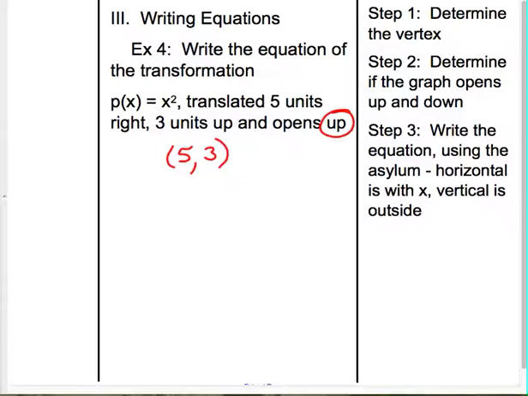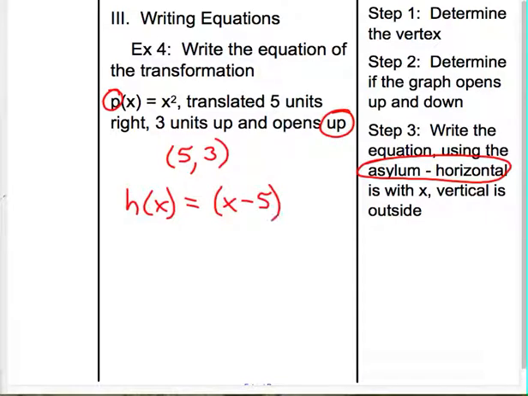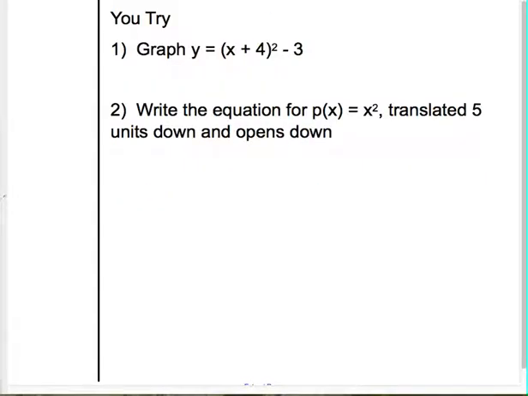And then substitute the vertex into the equation, remembering the parentheses. So the horizontal is with the x, and it's the opposite of what we think. So our new function, we'll just call it h of x. You can call it anything you want except p of x because that's for our parent function. Opens up, so it's going to be positive. Putting that 5 into the parentheses, it becomes abnormal or opposite. Squared because it's a parabola, and then the plus 3 is normal. And here are your 2 Try problems.